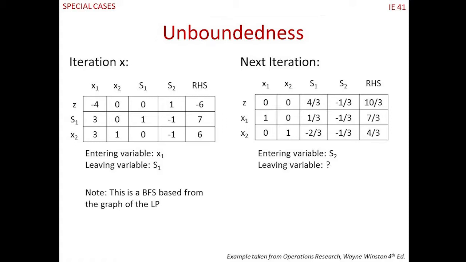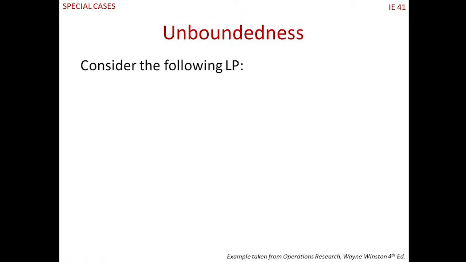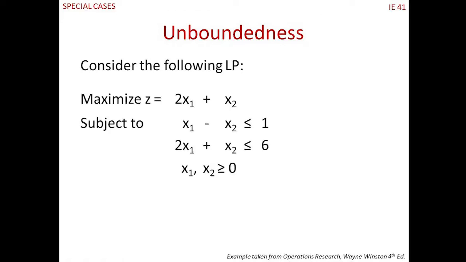Additionally, we can say that an LP is unbounded if the feasible region where the isoprofit line moves is also unbounded. But an unbounded feasible region does not necessarily imply that we have an unbounded LP. Take the following as an example. Max z is equal to 2x sub 1 plus x sub 2, such that x sub 1 minus x sub 2 is less than or equal to 1, 2x sub 1 minus x sub 2 is less than or equal to 6, and x sub 1 and x sub 2 are greater than or equal to 0.